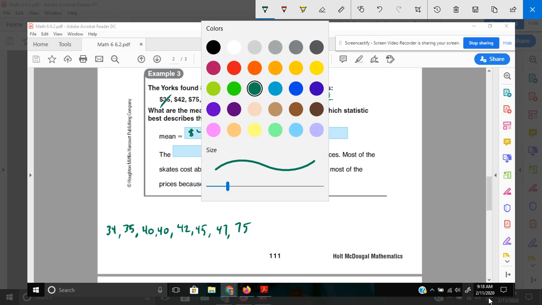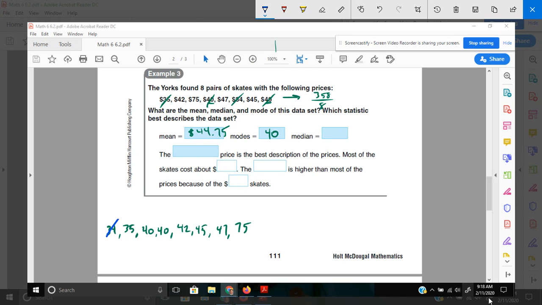Good. Then I'll work my way towards the middle, canceling out one in the bottom and one in the top, and I'm left with 40 and 42. What's in between those? What's in the middle? That would be 41. Okay. And again, these labels are dollars.